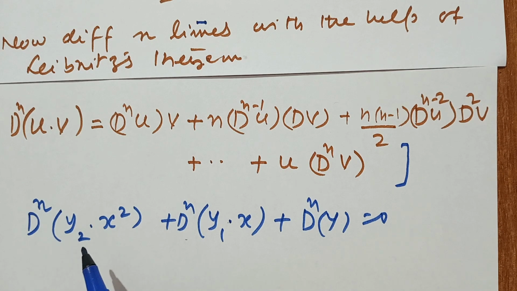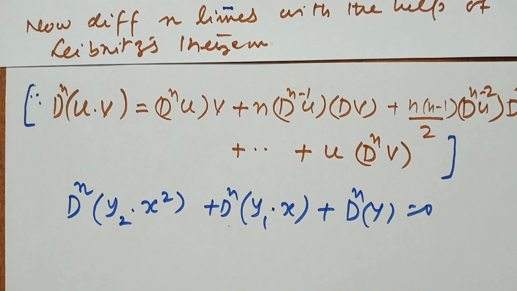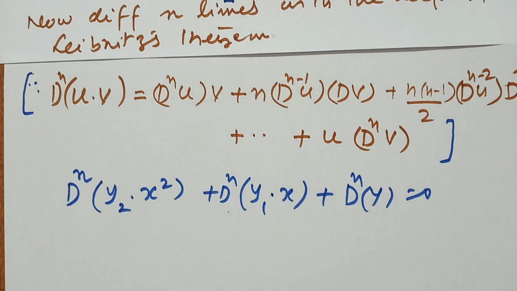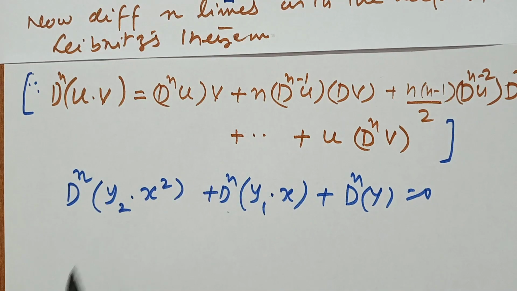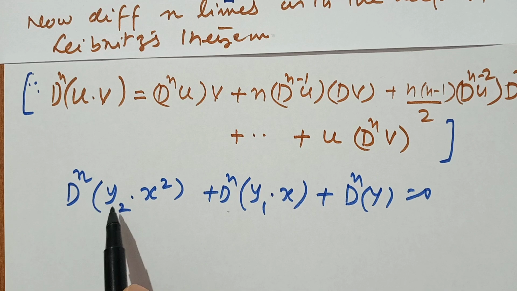Okay, so I have written here y2 x square in place of x square y2. Why? Because if we take x square as the second function, this is very easy to prove. So you always put the second function as x square or x cube or x. Now for the first term we will use Leibniz theorem. So what is Leibniz theorem? d^n u means differentiation of the first function n times.